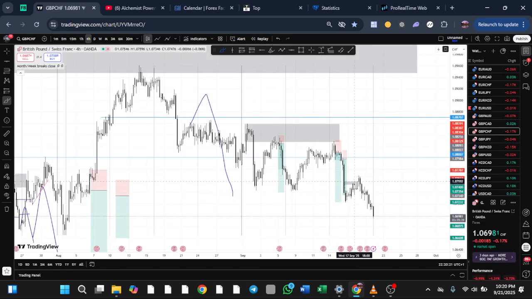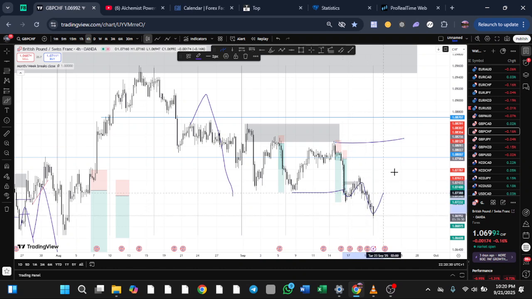We've been following this up for quite some time. We have this structure range, and then this is a new range formed. Could we have a push here to short to be perfect? So the pound is very weak.